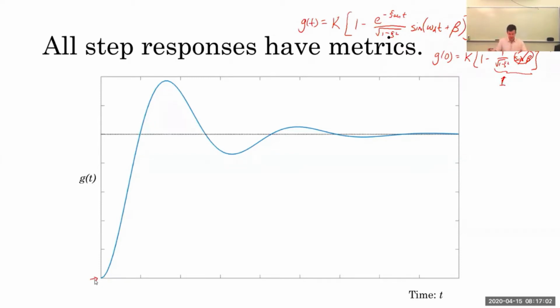Okay, just to show you I'm not making this up. As t goes to infinity, what's g in steady state?